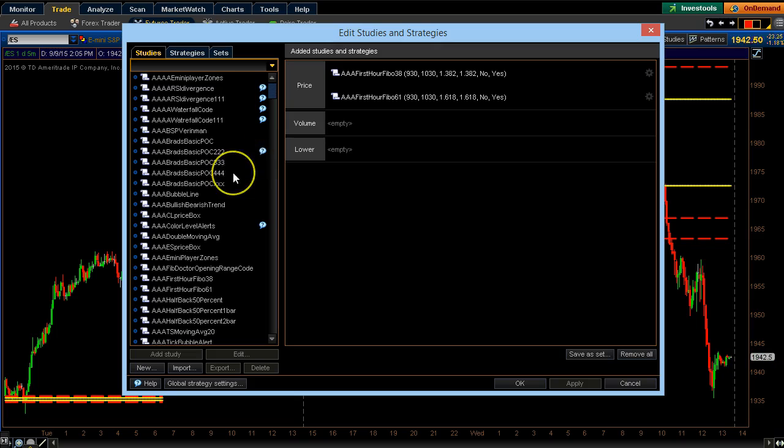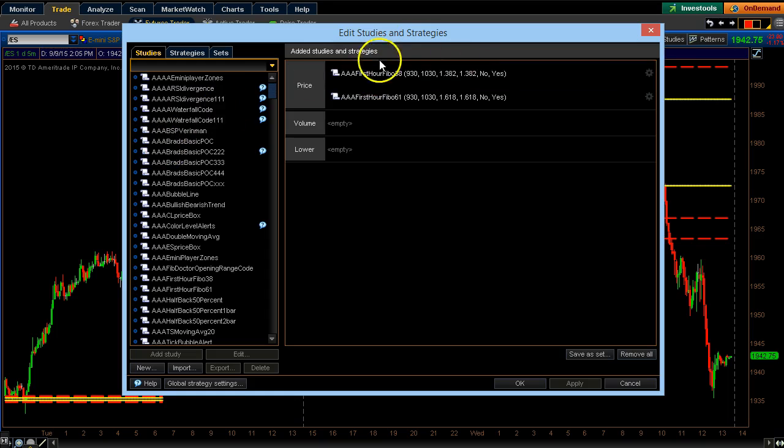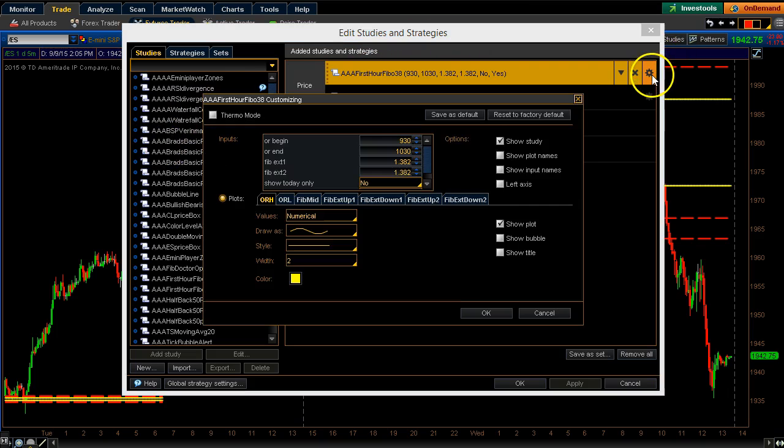You'll want to add them from our charts, from all the codes that I give you. Save it. You'll then enter them both in, double click so they come over here, and you'll need to make a couple of adjustments. To begin, 9:30 to 10:30, and then you're going to do Fibonacci extension 1, 1.382, Fibonacci extension 2, 1.382.